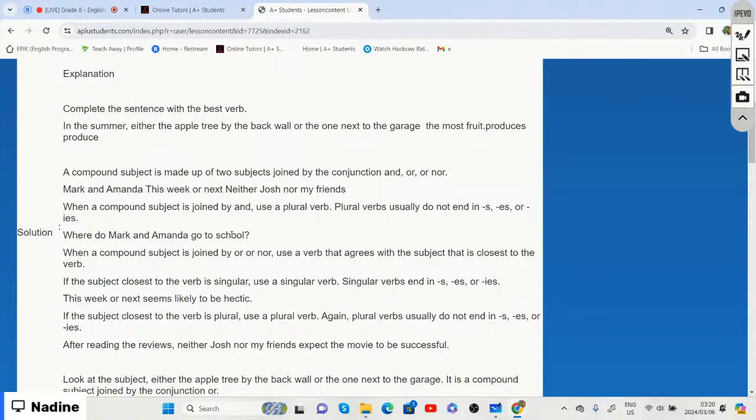All right. And we said that when a compound subject is joined by or or nor, then we need to use a verb that agrees with the subject that is closest to the verb. If the subject closest to the verb is singular, then use a singular verb. And singular verbs end in s, es, and ies.